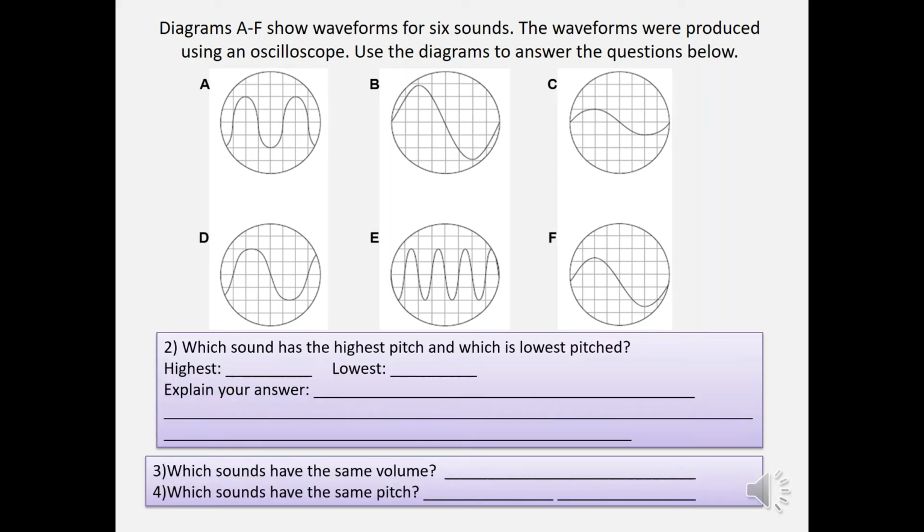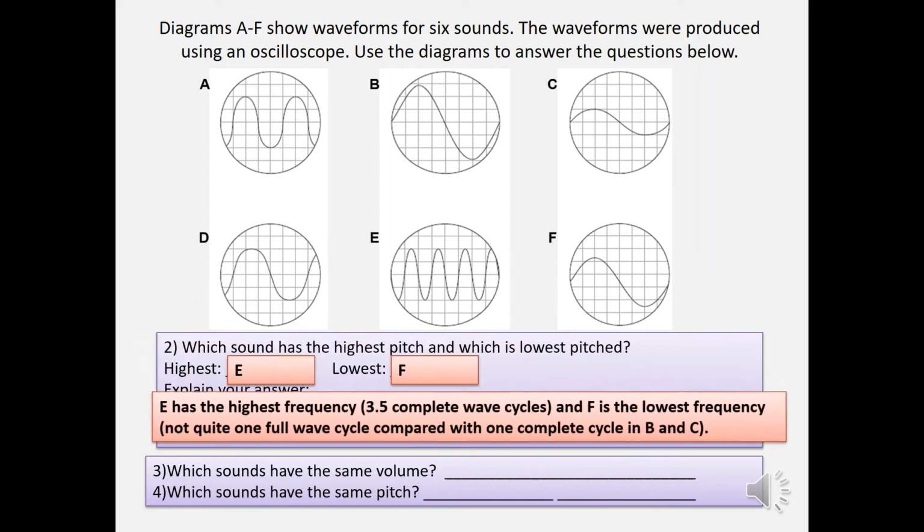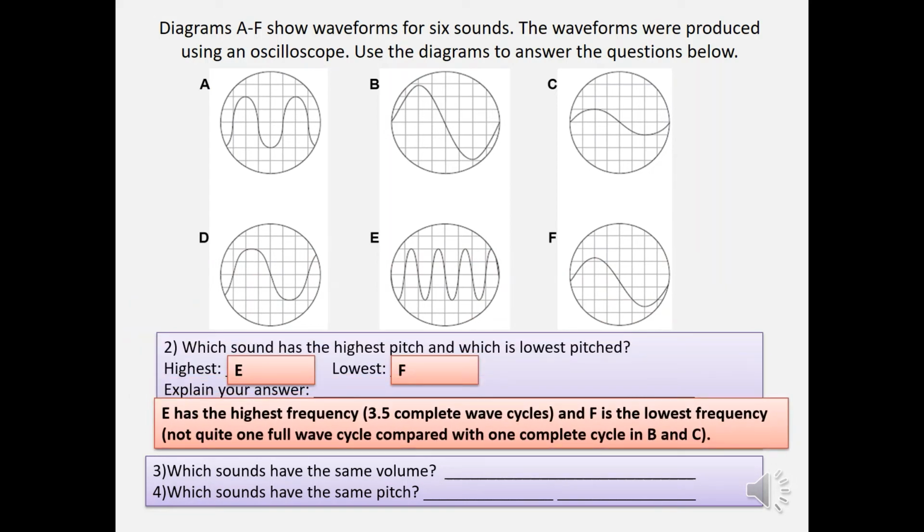Now, question 2 says, which sound has the highest pitch and which is the lowest pitch? Now, the highest is E and the lowest is F. Clearly, this is because E has the highest frequency, which is about 3.5 complete wave cycles, and F is the lowest frequency because it has not quite 1 full wave cycle compared with 1 complete cycle in B and C.